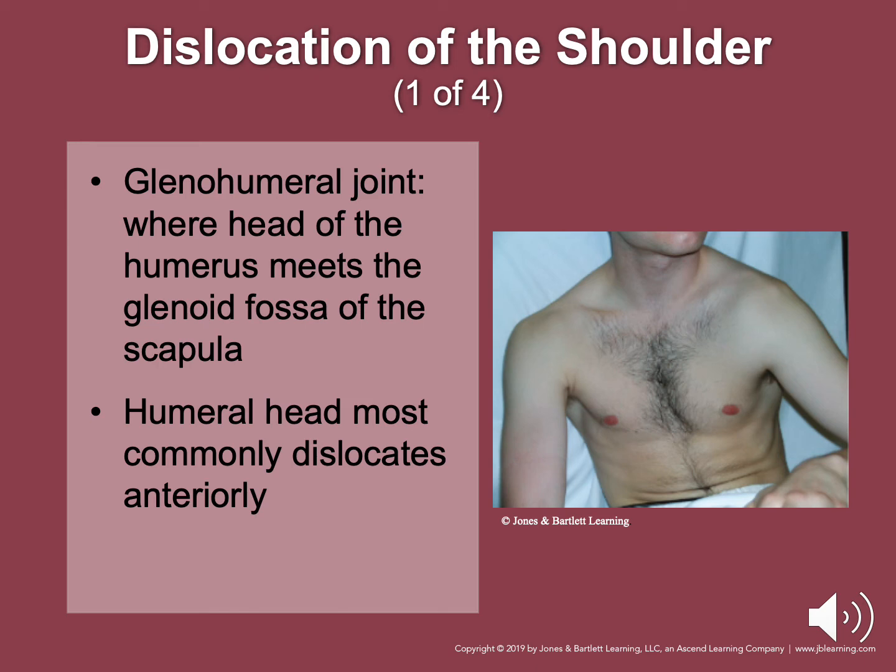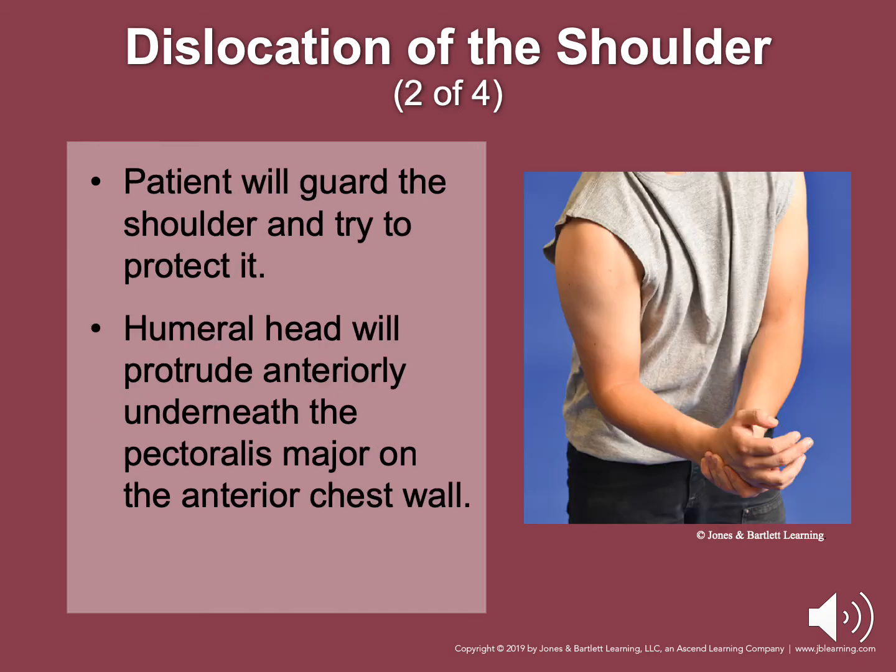It is extremely painful. The patient will guard the shoulder and try to protect it. The shoulder joint will usually be locked, and the shoulder will appear squared off or flattened. The humeral head will protrude anteriorly underneath the pectoralis major on the anterior chest wall. Some patients may report numbness in the hand because of the compromise of the nerves and circulation.